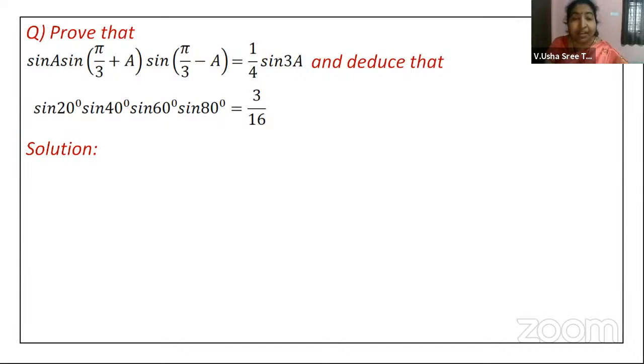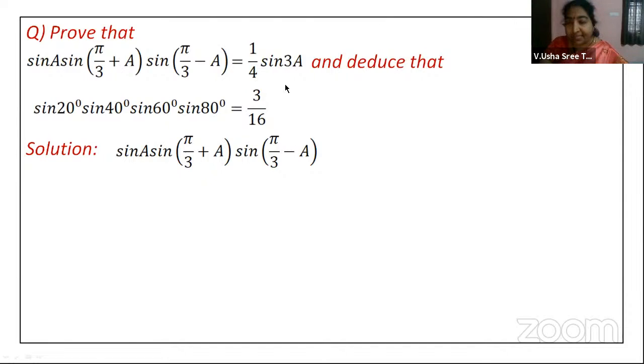Okay, children. Now, just observe what is given in the question. You need to prove the first part. The second part, you are deducing. What is the meaning of deducing? After proving a statement, we will make use of the statement and try to get the solution for the second part. That is deducing. That means you need not prove it again for this part.